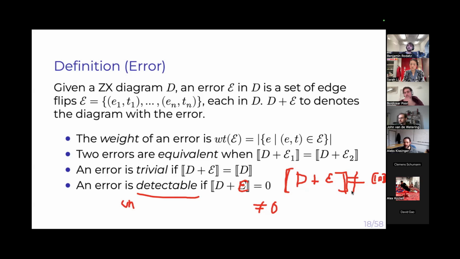So first of all, when it's equal, it's trivial. So when is it trivial? Either when you don't do anything or you do something that stabilizes your diagram. So what we are saying here is we do something that doesn't. So it's not necessarily true that it's going to be detectable if it changes the diagram. I could imagine.